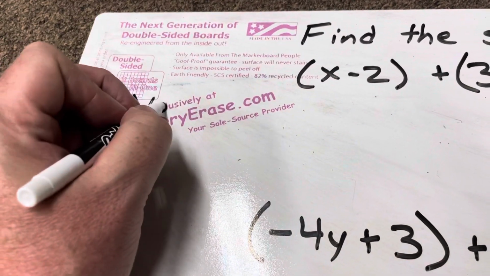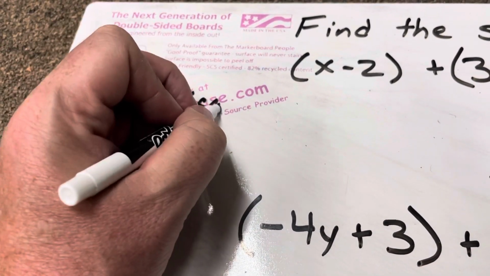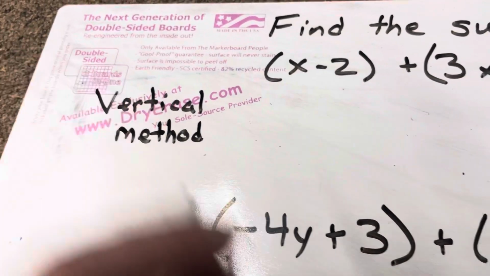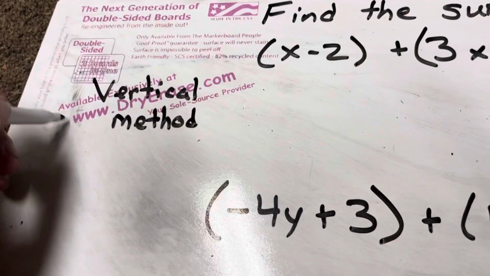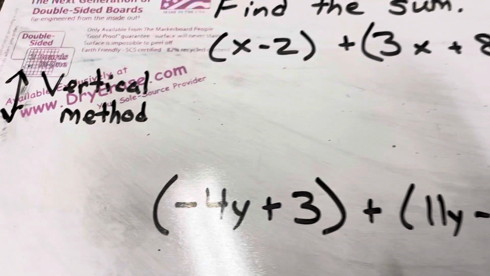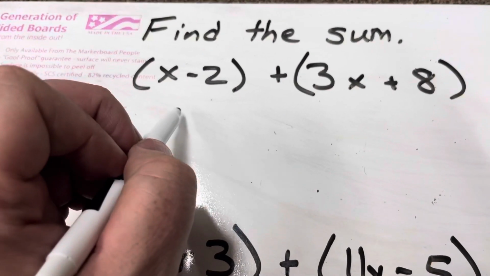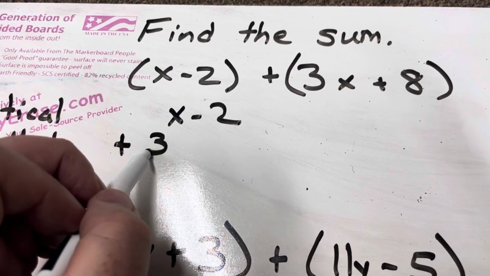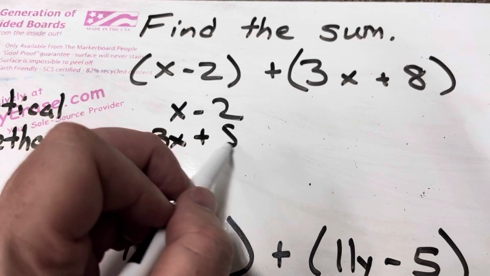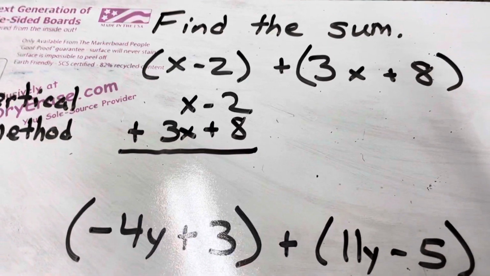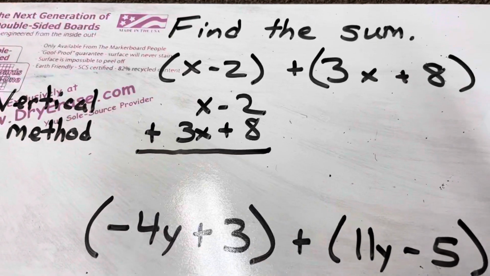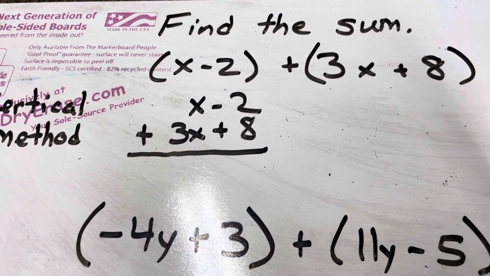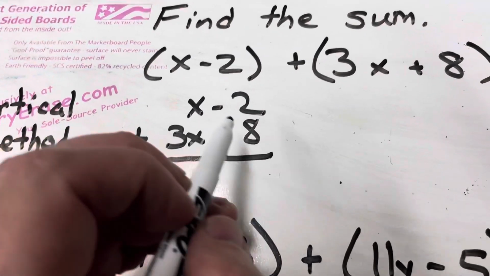The first one is what we call the vertical method. Vertical means up and down. So essentially, this is going to be x minus 2 plus 3x plus 8. And I'm going to keep my like terms lined up so that I can add them together. And so now I'm just combining things. All right, it's kind of just a pre-algebra sort of thing that's going on here.